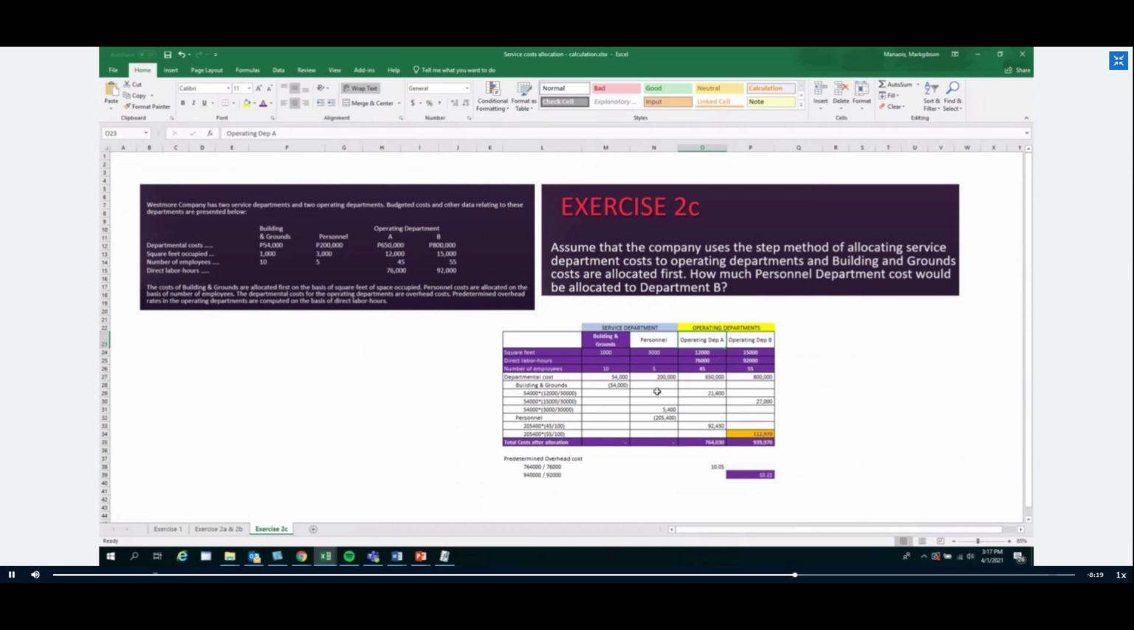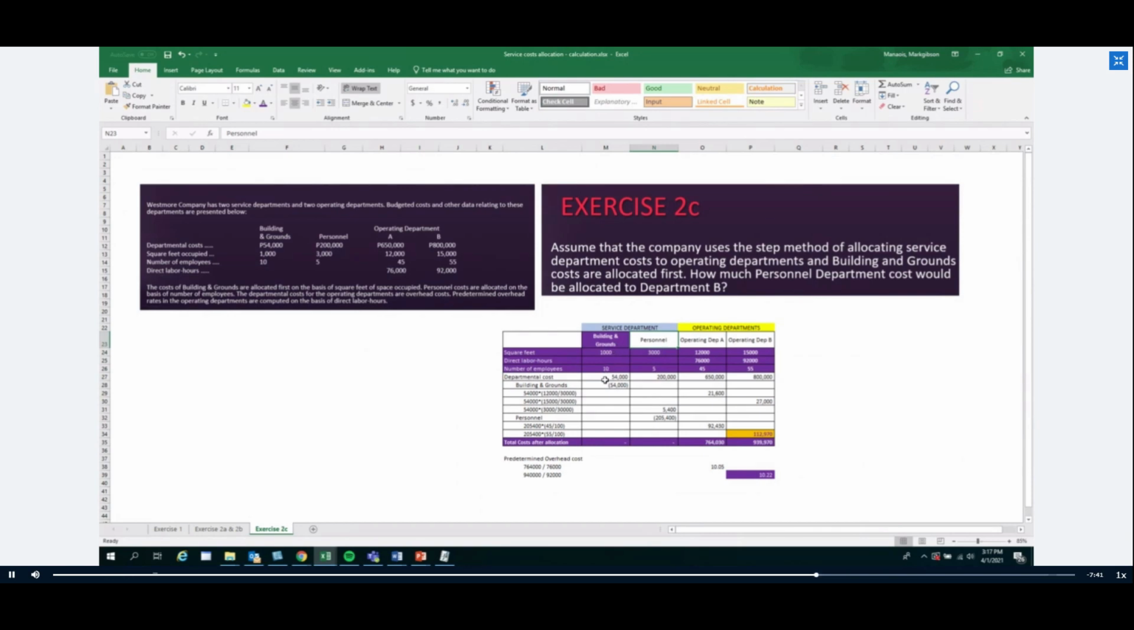Pero dapat si problem will mention ano ba yung una, sino ba yung unang i-allocate. So in this problem, napansin mo, the cost of building and grounds are allocated first on the basis of square feet of space occupied. So in this case, si building and grounds, may cost siya na 54,000, no? Step method, even si personnel department, magkakaroon siya ng share sa cost ni building.